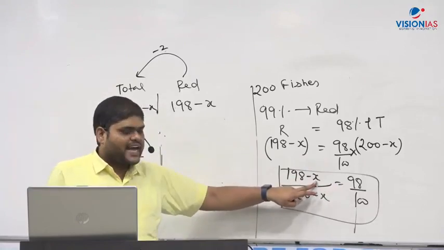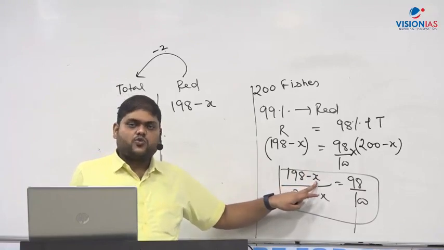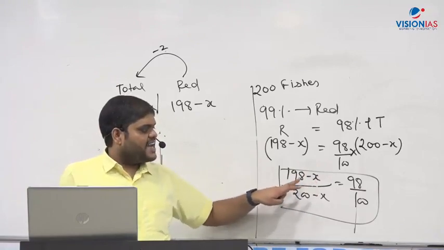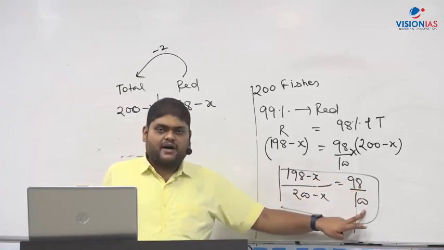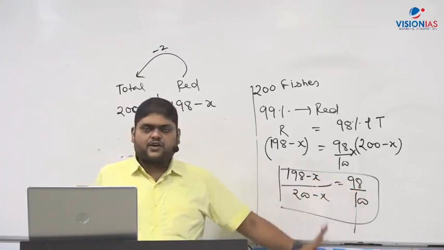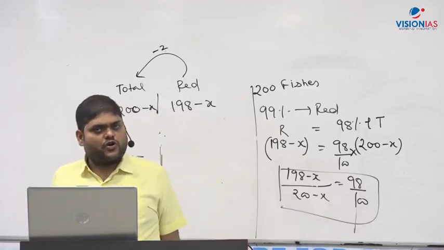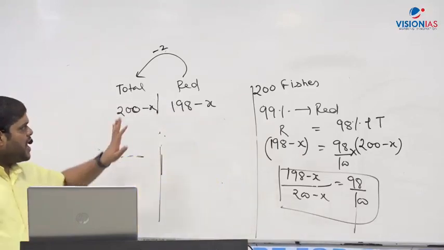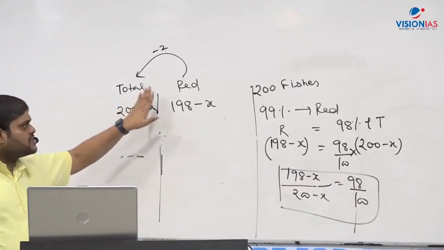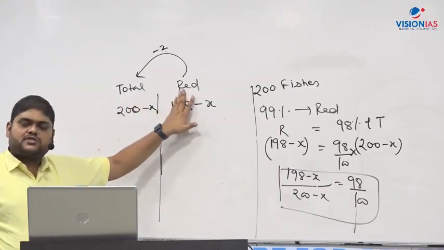If you put X equal to 100, 198 minus 100 becomes 98 and 200 minus 100 becomes 100. That means both are equal, so the value of X is 100. Out of a total of 200 fish, 99% were red fish.